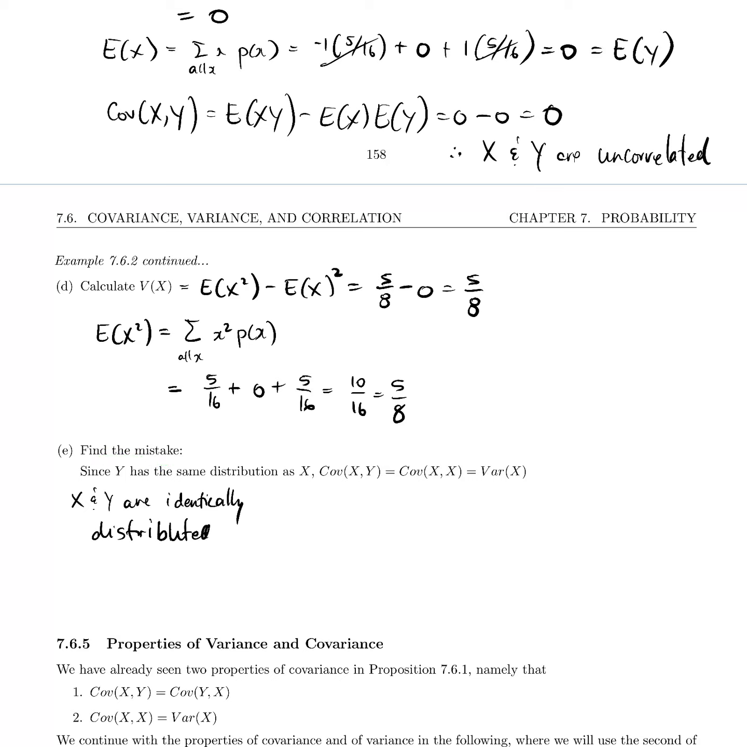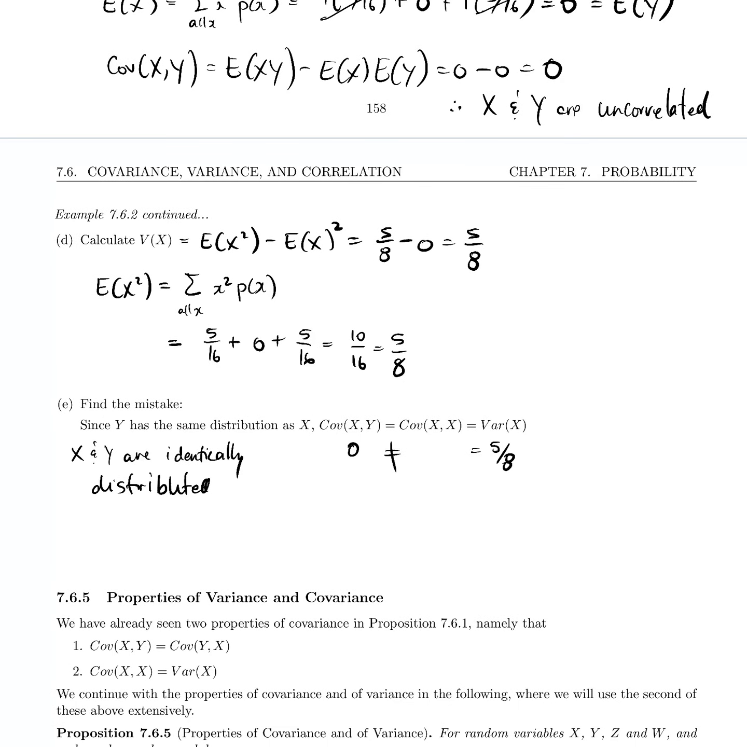If y has the same distribution as x, then the covariance of xy, well, y has the same distribution as x, so that's the covariance of xx, which is equal to the variance of x. We've seen that relationship before. So that is clearly false because we just found up above that the covariance of xy is 0, and we found in part D that the variance of x is equal to 5/8. And 0, the covariance, is clearly not equal to the variance. So what is the mistake? The mistake happens exactly at this step.